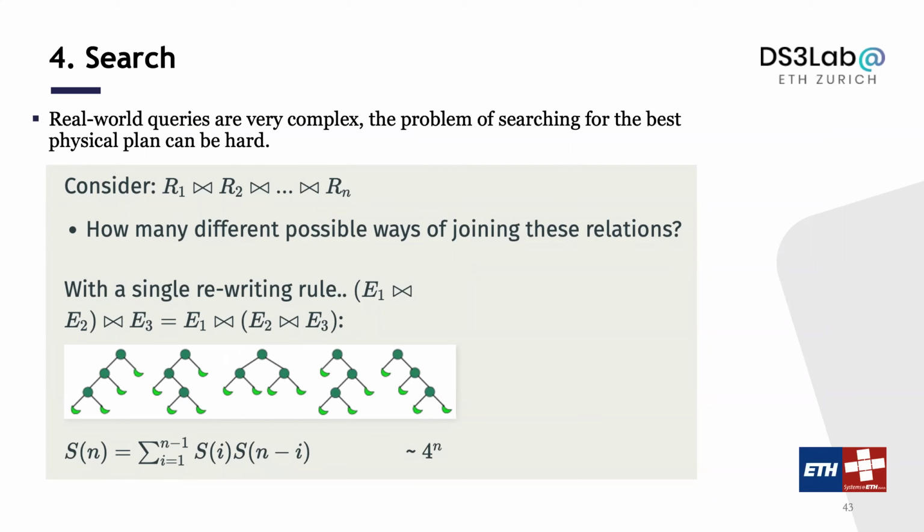So you have E1, E2, E3. I could join E1, E2 first and join with E3. I could join E2, E3 first and join with E1, right? Assuming you have this very simple rewriting rule, how many plans do I need to look at? As you can see, there's a whole bunch of them. The search space is extremely large, even if you have only one transformation.